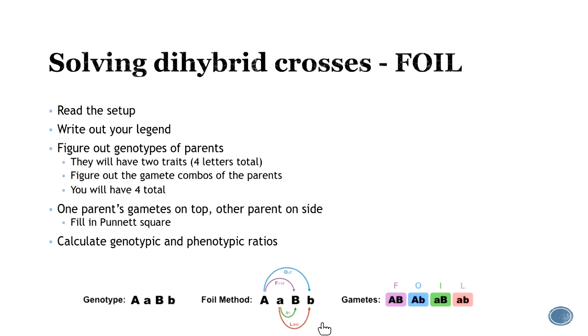To figure out our combinations, we're going to do F first, where we take the first allele of each of the different traits: big A, big B, there's combination 1. O is outside, so big A and little b, combination number 2, there's your O. Little a, big B, there's your I. And then last, little a, little b. Then we're going to take those and put them on the sides and the tops for the different parents, and complete the Punnett square. And then we'll calculate our genotypic and phenotypic ratios.